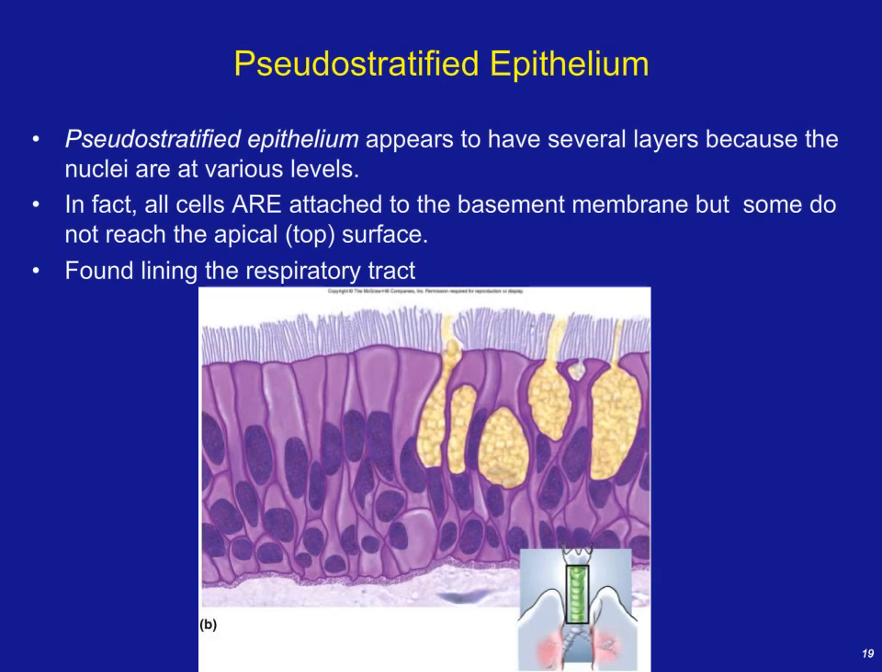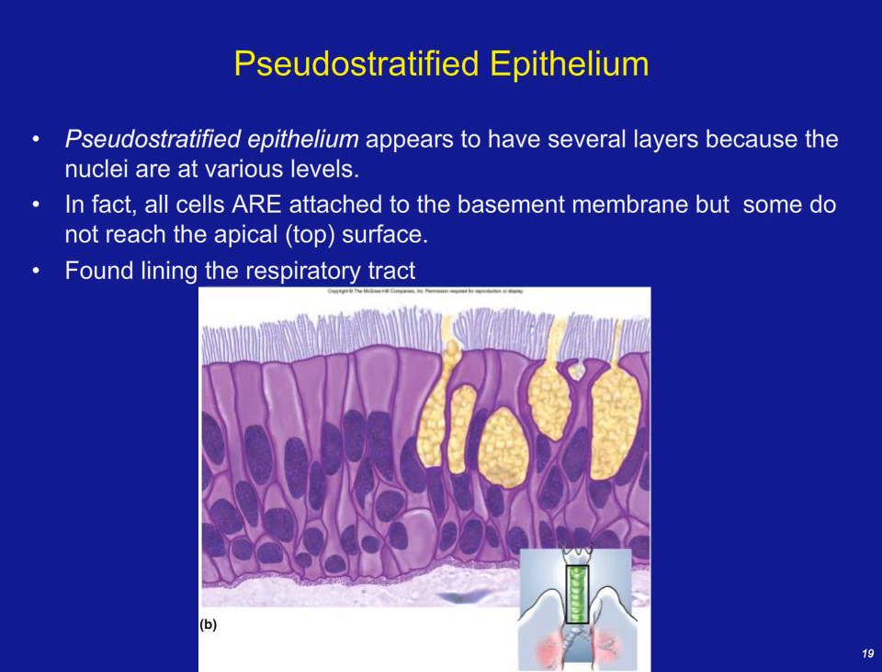So in the previous slides we talked about simple epithelium, we talked about stratified epithelium, and now we're going to talk about something called pseudostratified epithelium. So think about what that word means. Pseudo means false, and so a pseudostratified epithelium is going to look like it's made up of several cell layers, but in reality it's not.